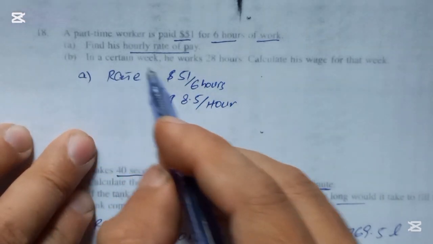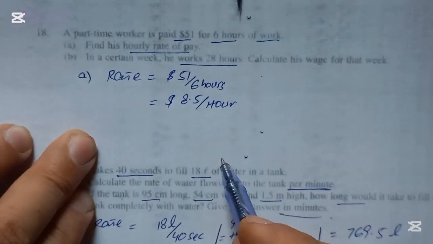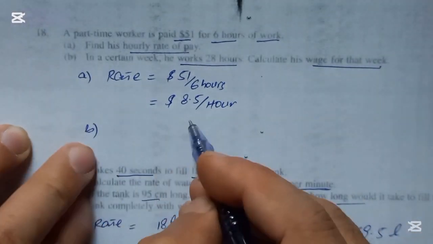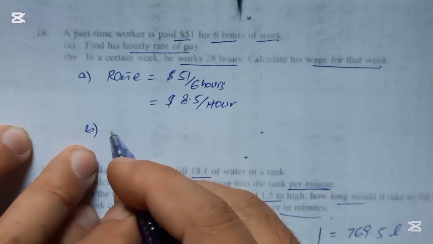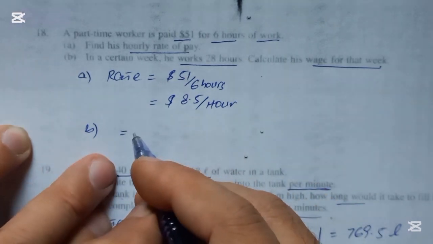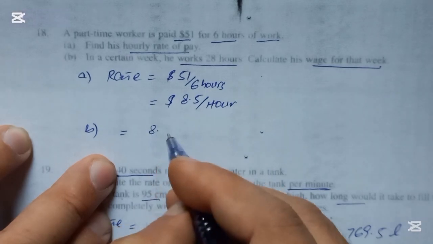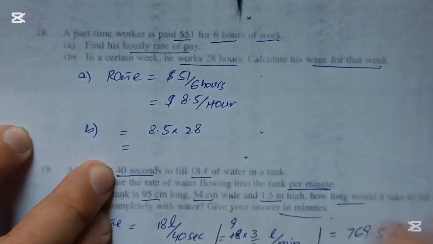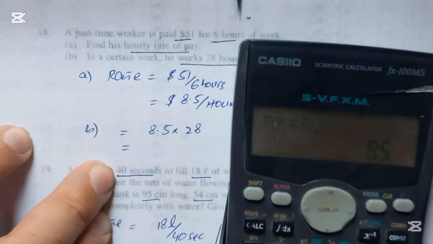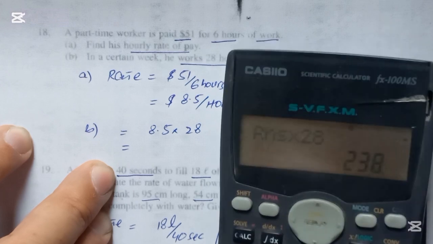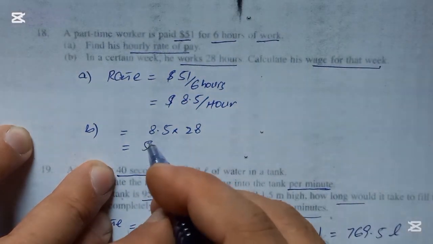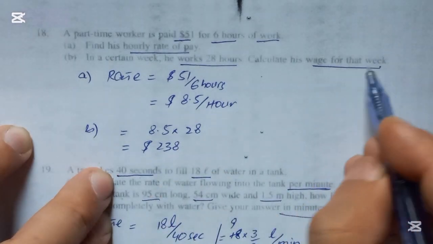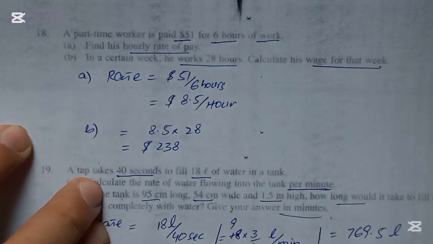B purchase in a certain week works for 28 hours. Calculate his wage for that week. So this is the wage per hour. So B purchase's total wage will be equal to 8.5 multiplied by 28, because 28 is the total hours he is working. So 8.5 into 28 will be equal to $238. So this is the wage for that week in which he is working for 28 hours.